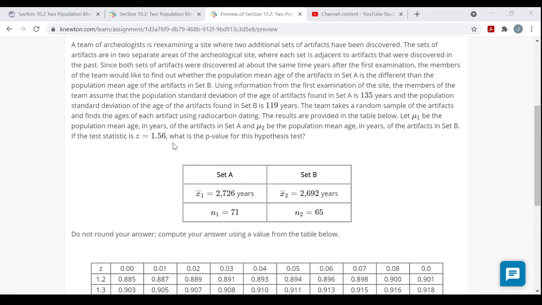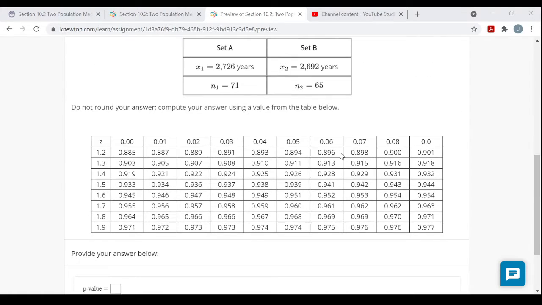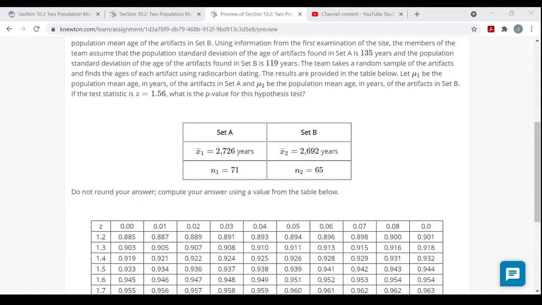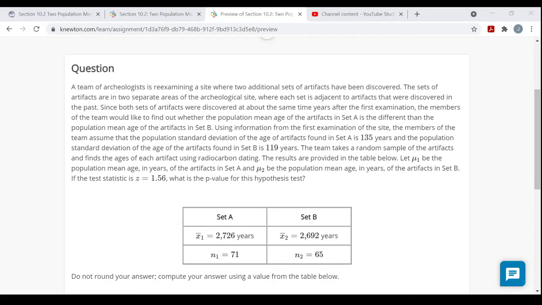1.56. They're asking, now that you have the test statistic, what is the p-value for this statistic, for this hypothesis test? I could use a calculator if I wanted, but they're asking us to compute our answer from the following table of z-scores. So I'm going to draw some pictures. Well, first I'm going to establish the hypotheses. I want to know, is this a right-tailed, a left-tailed, or a two-tailed test? Because depending on what kind of test you have, that'll tell you how you're going to calculate your p-value.